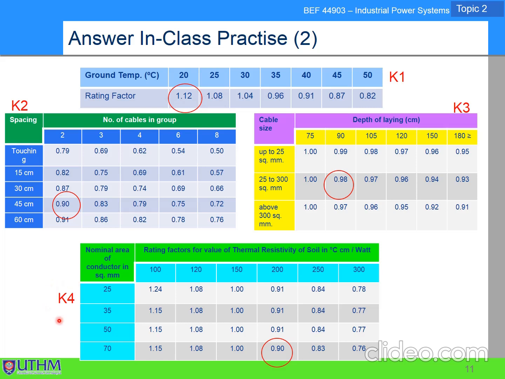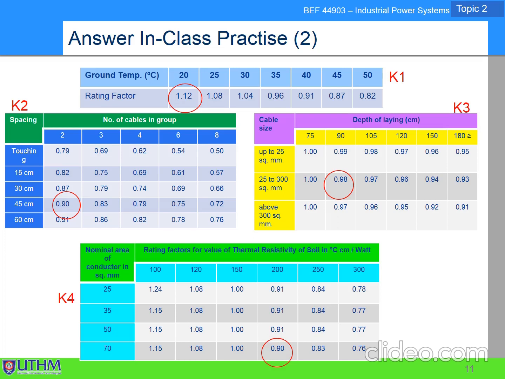For K4 we have to refer to the thermal resistivity of soil. This one is the value and also the size. But for this table, the maximum size given is 70, so we have to choose 70, the highest one. So the thermal resistivity value is 200, and then we have to choose 0.90 for K4, by referring to the characteristics.